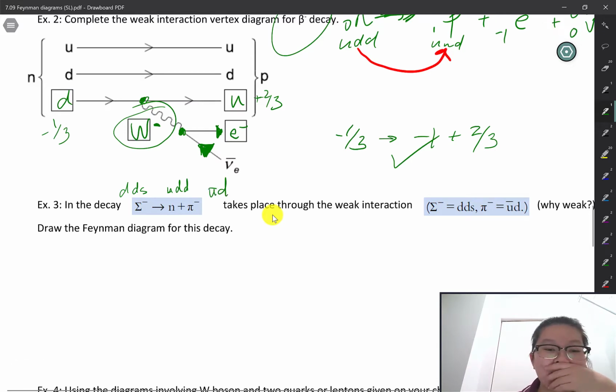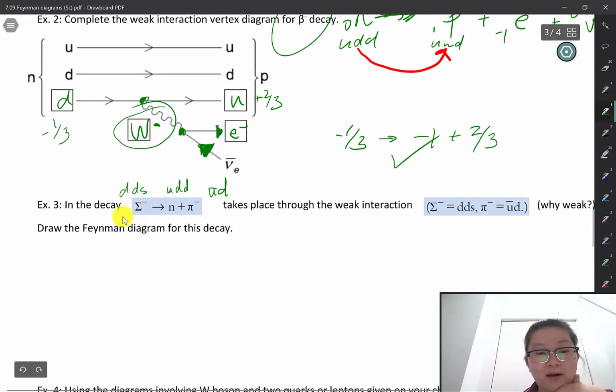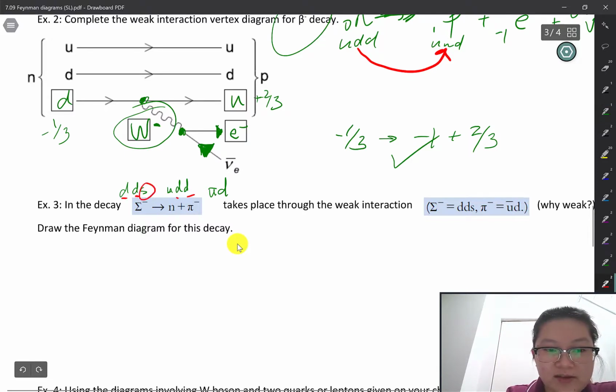So it looks like what is happening here is we have a baryon turning into another baryon. So to minimize the amount of changes, the down quarks are the common factor, and the strange quark and the up quark are the two that are different. So it looks like the strange quark is getting converted into an up quark.